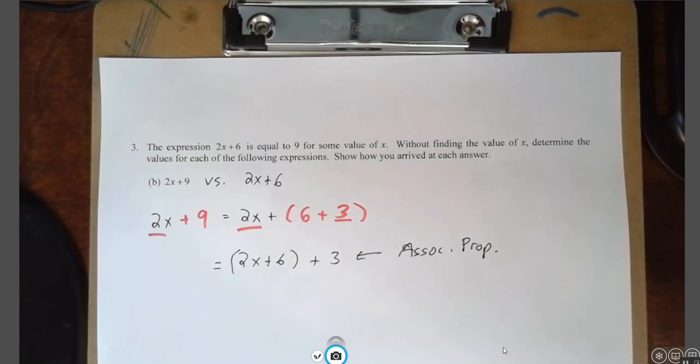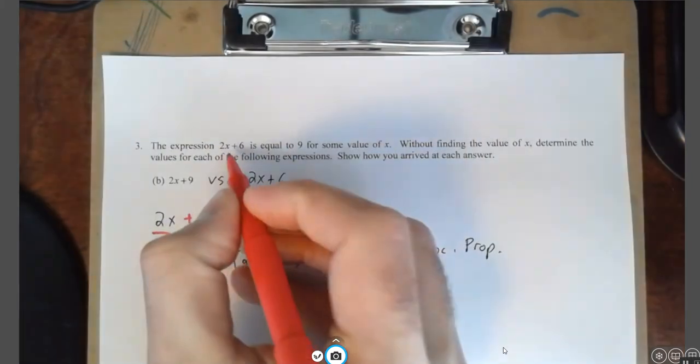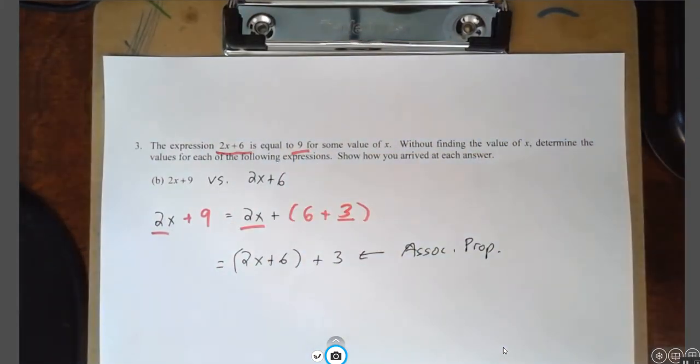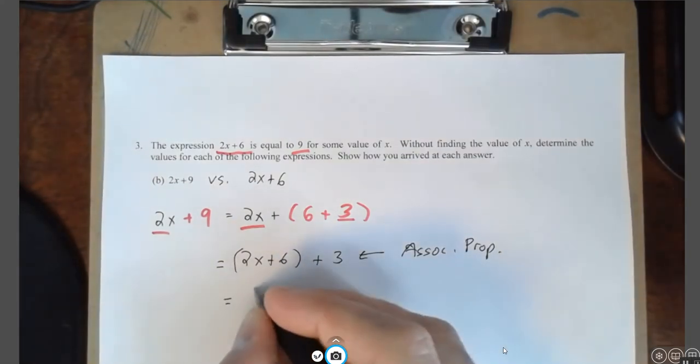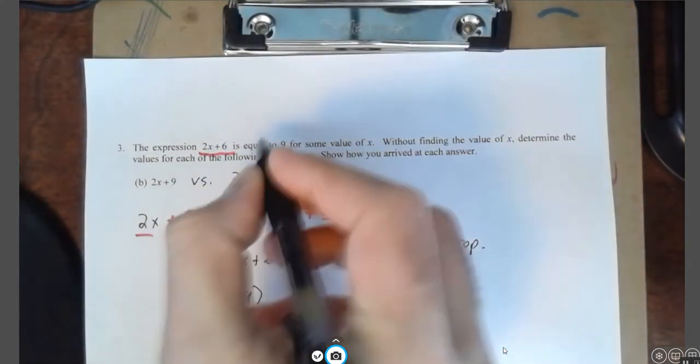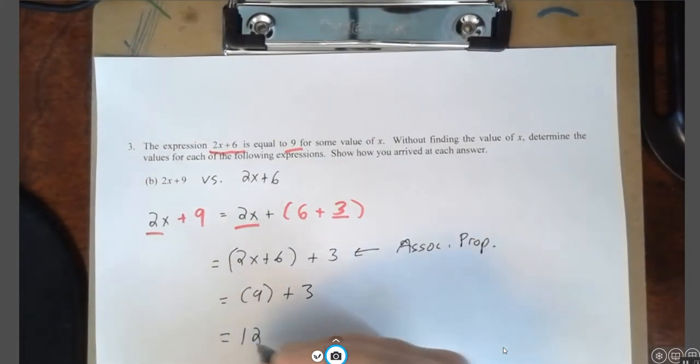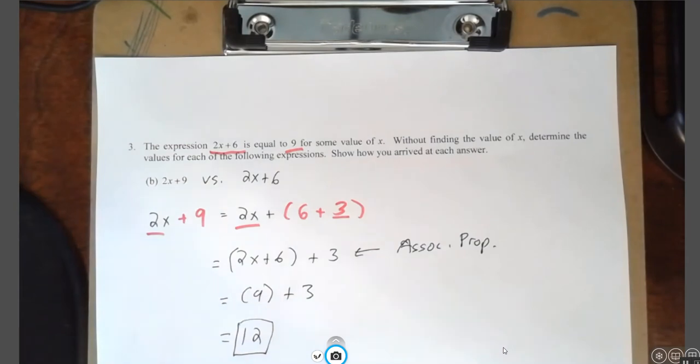Because we know that 2x plus 6 plus 3 is equal to 2x plus 9, and we're given in the first part of the problem that 2x is equal to 9, well then we can just substitute for 2x plus 6. So 2x plus 6 is 9, according to, once again, this up here. The plus 3 comes down. So the answer here is 12. So if 2x is equal to 9 for some value of x, 2x plus 9 is then equal to 12. Because 2x plus 6 is equal to 9.